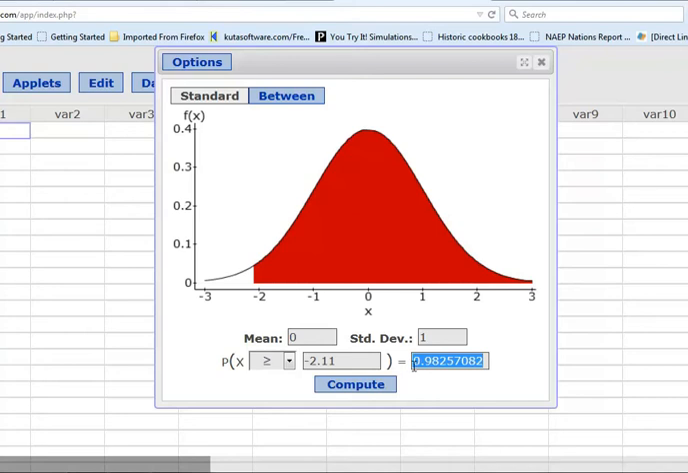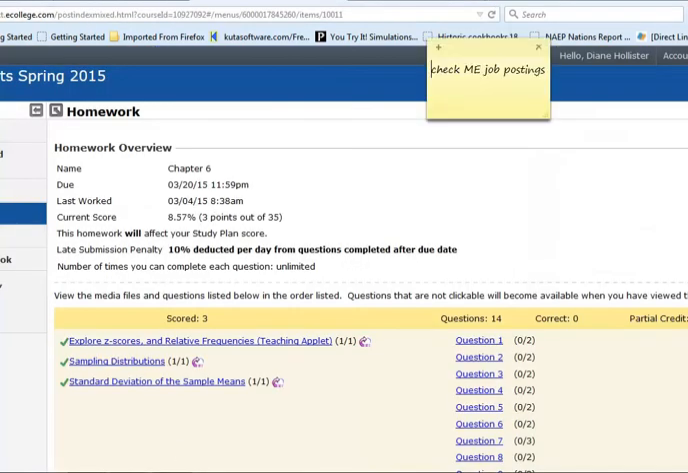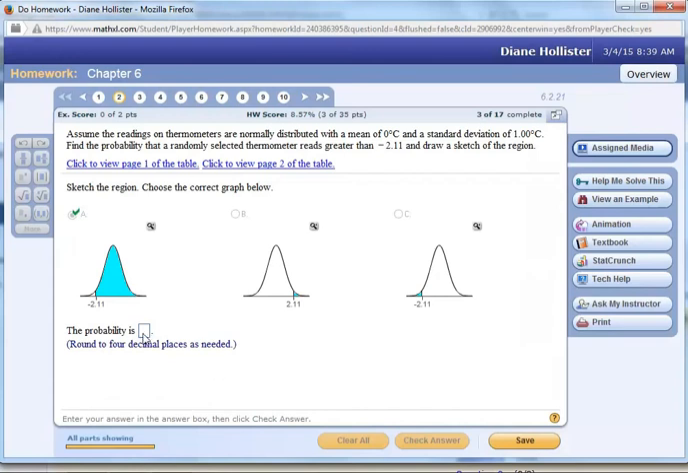We then get the area in the bottom right-hand box. Notice that currently the default settings are for the standard normal distribution. Mean is 0, standard deviation is 1. All we need to do is enter the z-score, and we have the area. So we're going to copy that z-score. We're going to go back to our homework question, and we're going to paste that in, and of course round to the correct number of decimal places, in this particular case 6, and check our work.